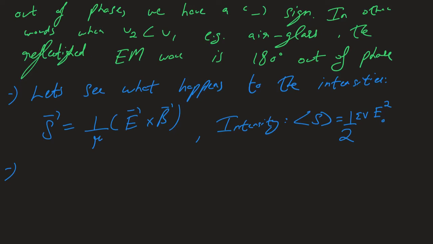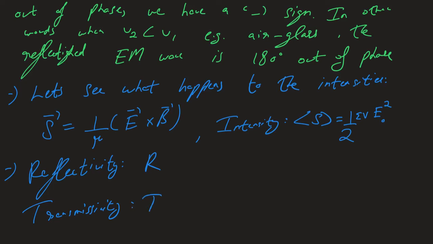Now let's define two constants. We'll define a constant called reflectivity, we'll call it R, and transmissivity, call it T. Reflectivity we will define as the ratio of the intensity of light that is reflected over the intensity of light that was incident. And similarly, we will define transmissivity as the intensity of light that is transmitted over the intensity of electromagnetic waves that were incident. Now we know I is given by this formula, which is 1 over 2 epsilon v E naught squared.